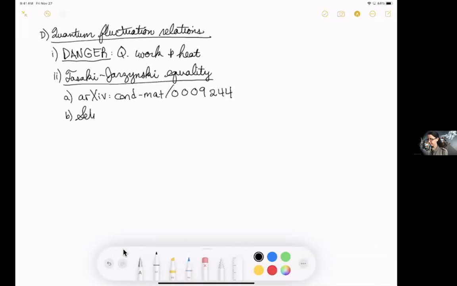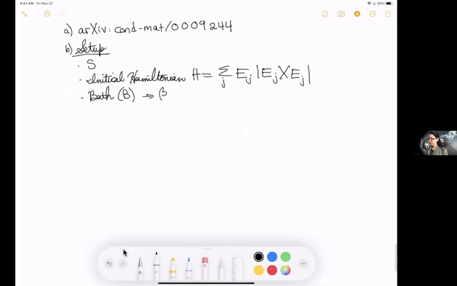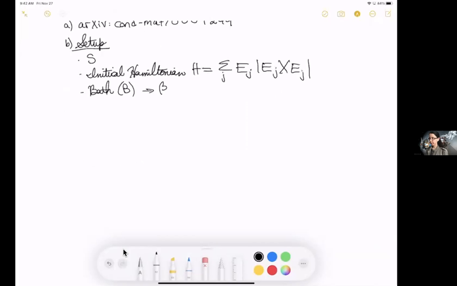Here's the setup. We have some quantum system of interest, S, that has an initial Hamiltonian H, which has this eigendecomposition. There is again also a bath, which we'll call B, at an inverse temperature beta once again. The system of interest begins at thermal equilibrium.